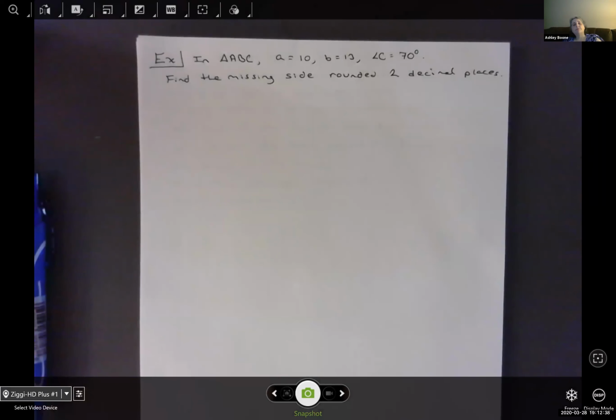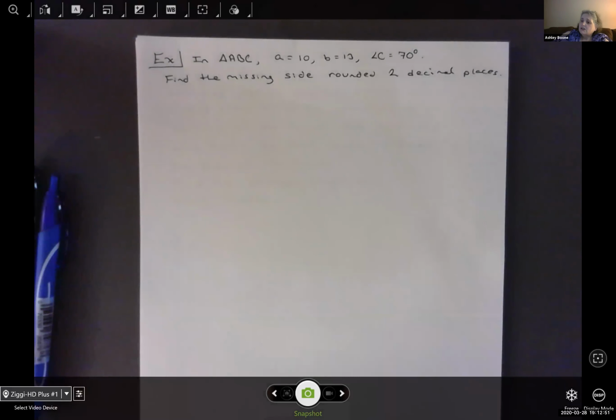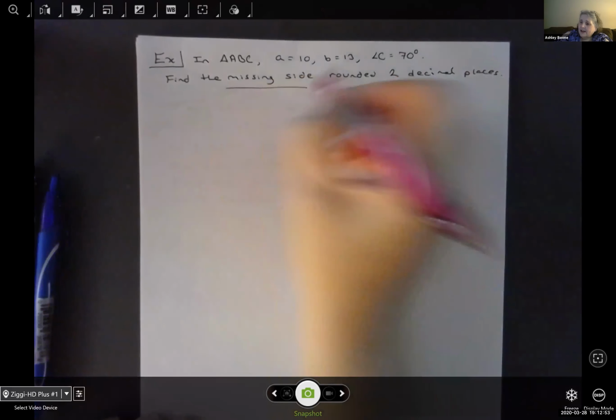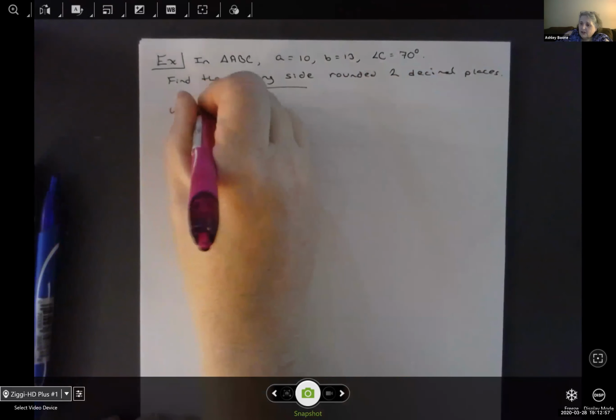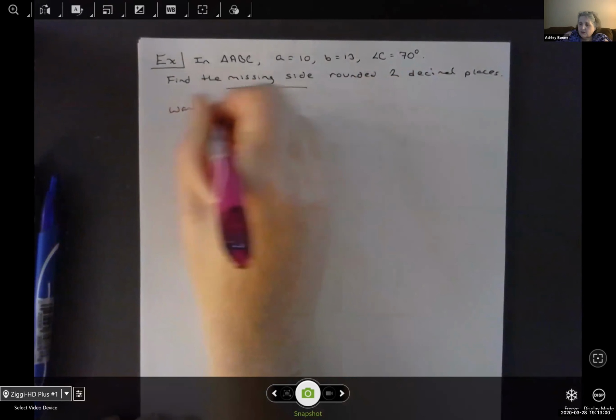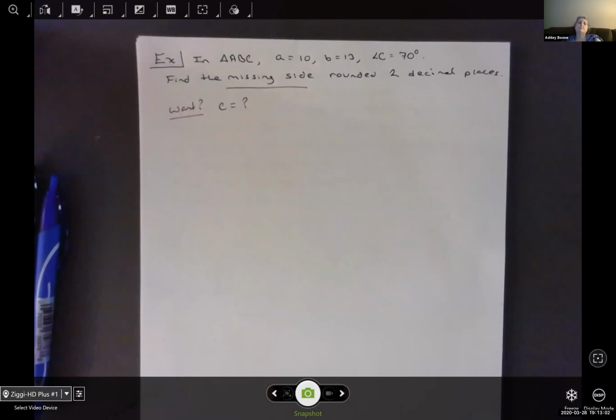Let's look at this one. In triangle ABC, side A is 10, side B is 13, and angle C is 70 degrees. We want to find the missing side rounded to 2 decimal places. So we want the missing side. We have sides A and B, so what we want is: what is side C equal to?